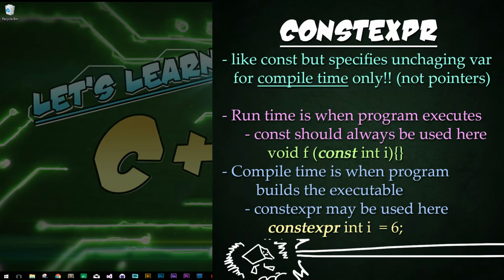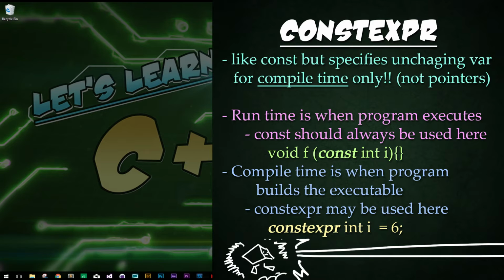Instances where you'd see this is when you define a function like f, and you have one of the parameters as being constant, so you just use const int i. Or another instance that you'd use const is if you're getting a user input through cin or something and then casting it as const and then converting it to a const.